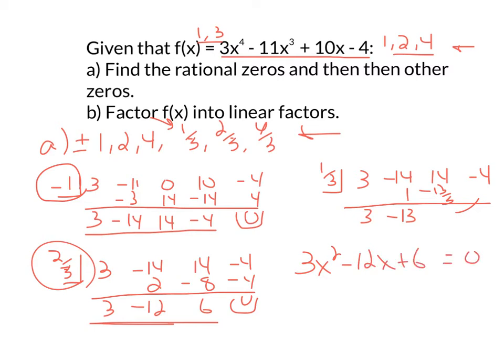Because as I divided, the first time it took it down to an x cubed, the second time it took it down to x squared. So I need to solve that. First thing I'm going to do is take out the 3, make it x squared minus 4x plus 2. That will not factor.